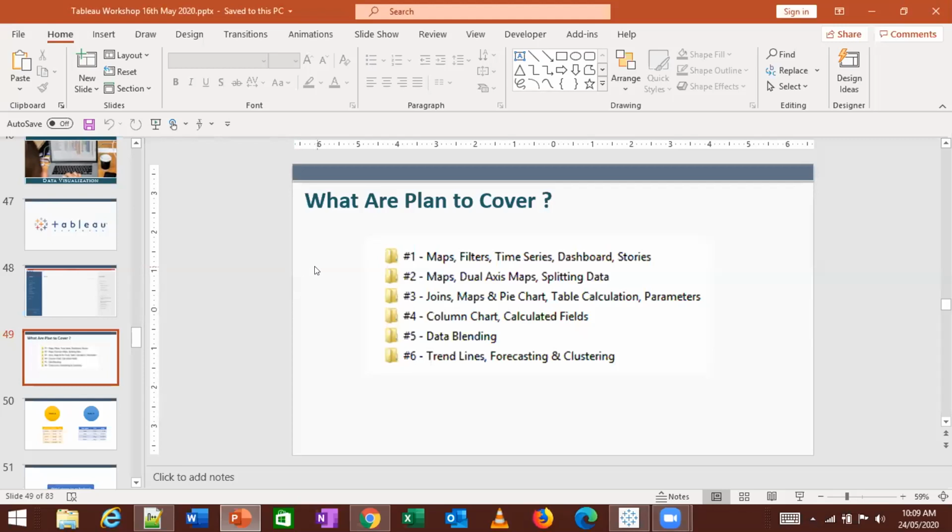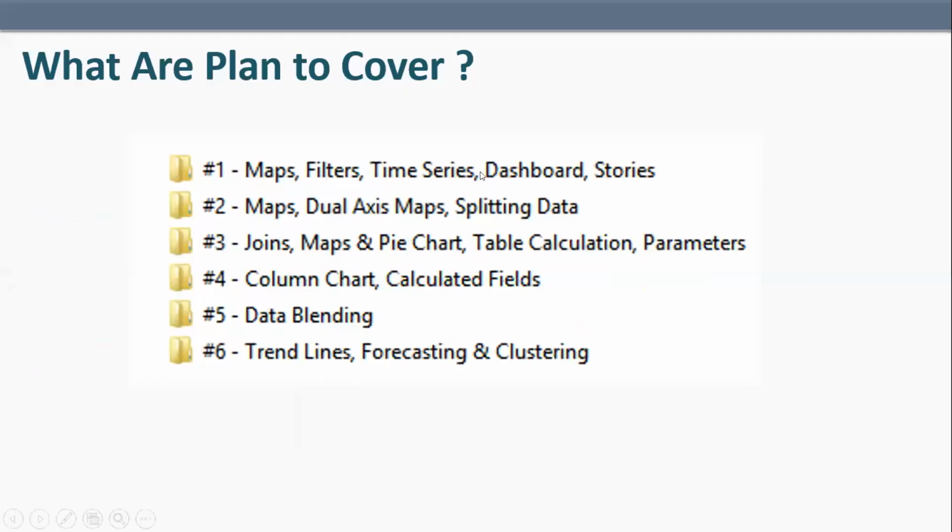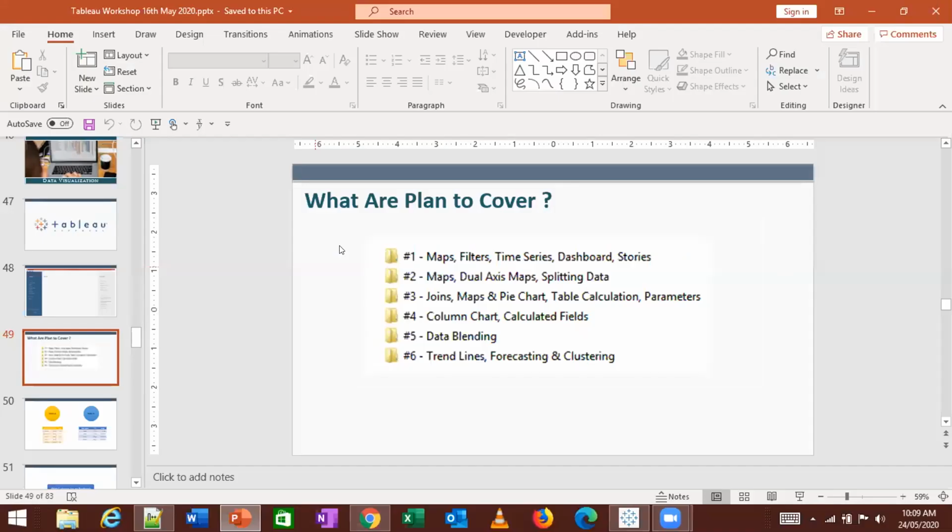All right. So yesterday we looked at maps, filters. We looked at the time series data. We looked at how to create a dashboard. We also looked at how to create a story, and we also looked at animations. We also looked at table calculation for that matter. Let's look at this third one in terms of joins, maps, and pie charts.